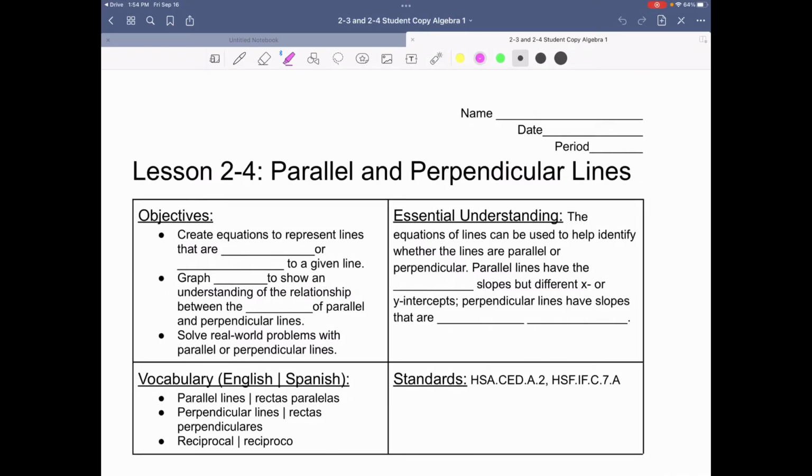Today we're working on lesson 2-4, parallel and perpendicular lines. Don't forget to write your name, date, and period at the top of the paper. So we have here our objectives.